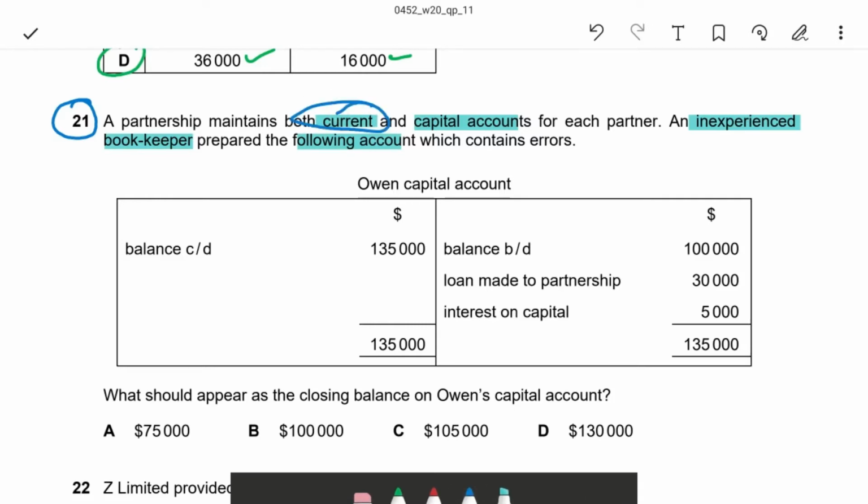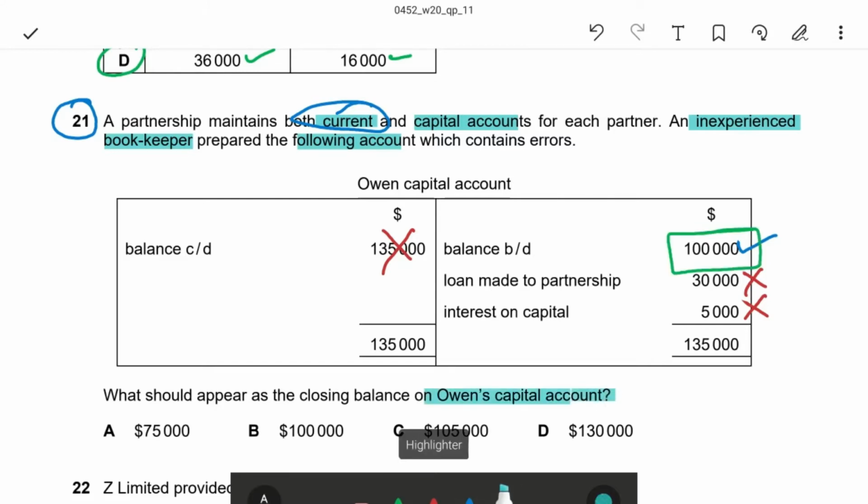But here capital is given 100,000, but by mistake he entered the loan amount. It will not enter here, it goes to the loan account. Interest on capital goes to the current account. So the balance is also wrong. Actually, only the 100,000 should show in the capital account. What should appear as the closing balance on a capital account? The correct answer is B.